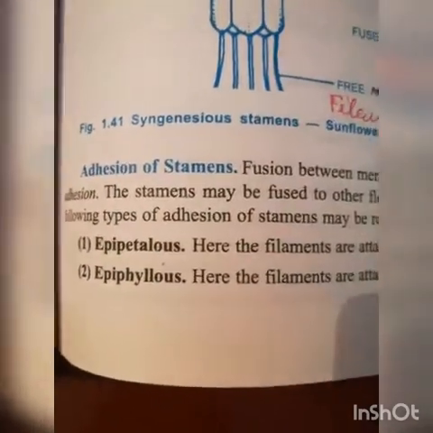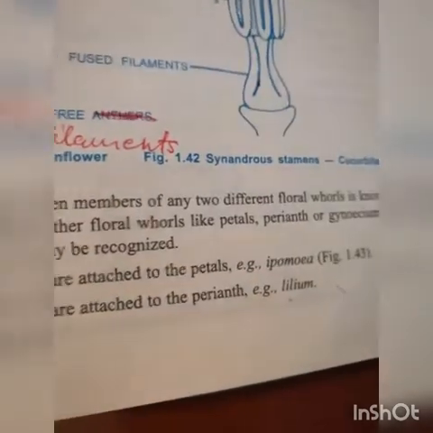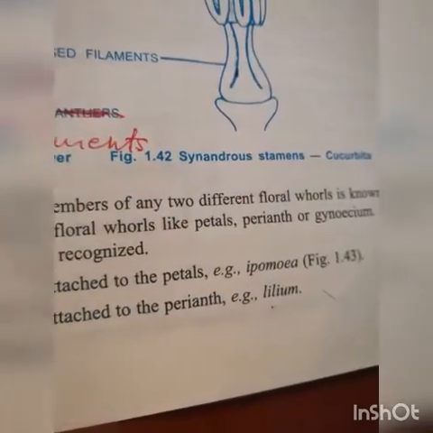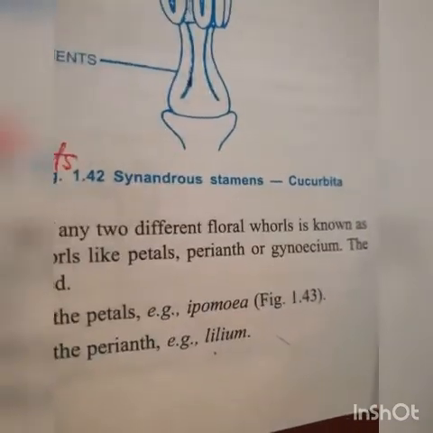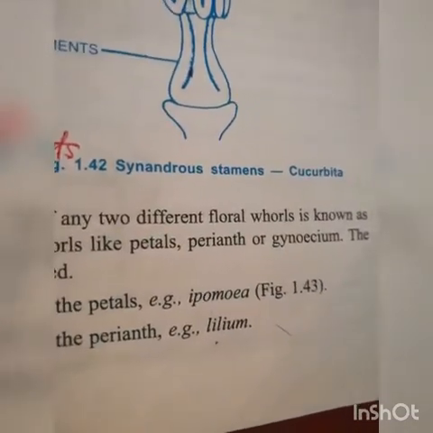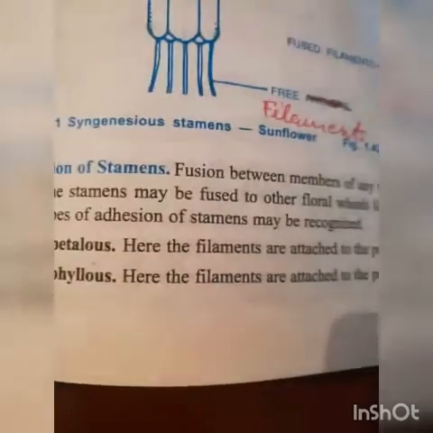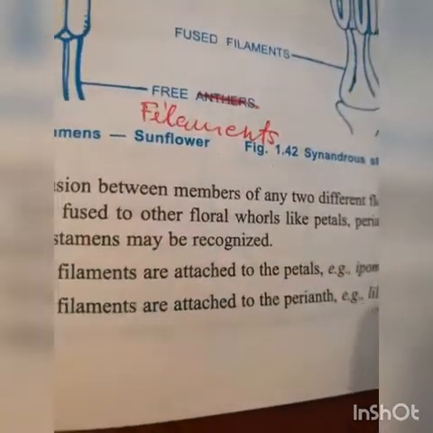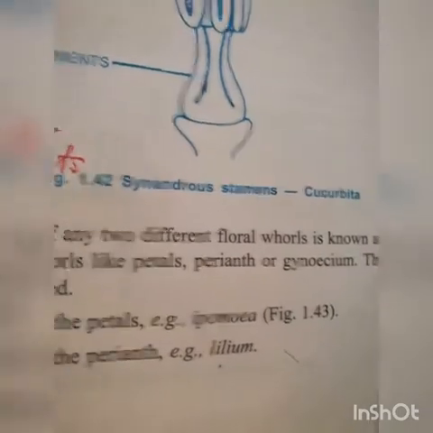First one, epipetalous. Here the filaments are attached to the petals. Example, Ipomoea batatas, that is sweet potato. Epiphyllous. Here the filaments are attached to perianth. Example, Lilium.